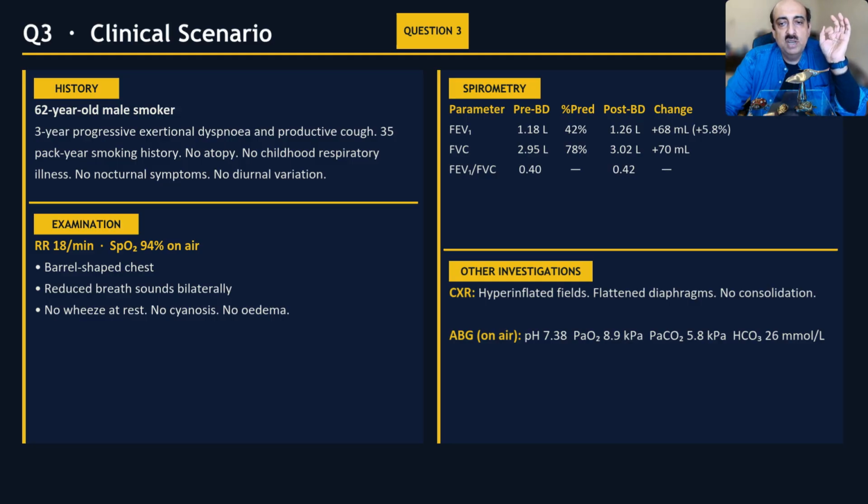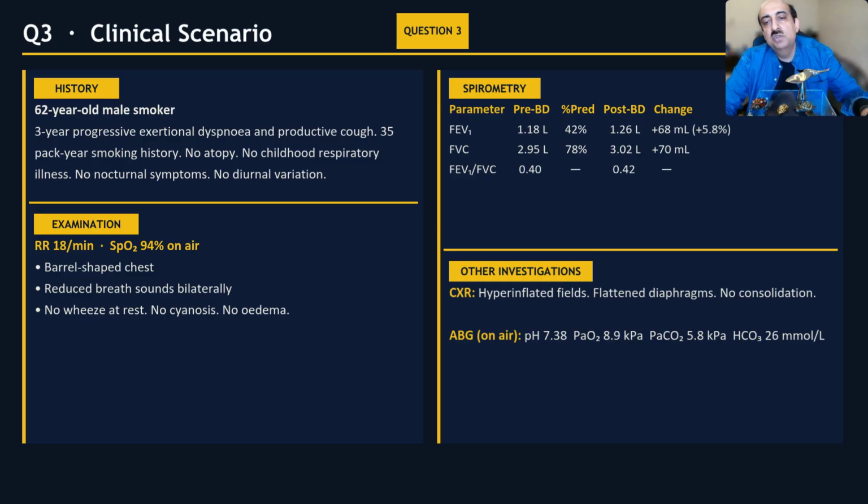Parameters, then pre-bronchodilator, percentage of predicted, post-bronchodilator, and the change. Basically, FEV1 is 1.18 liters, which is 42% of the predicted pre-bronchodilator. The post is 1.26 liters, which means a change of an absolute 68 milliliters increase, which translates into a 5.8% increase. The forced vital capacity was pre-bronchodilator 2.95 liters, 78% of the predicted. Post-bronchodilator 3.02 liters, change plus 70 ml. The FEV1 to FVC ratio was 0.40 pre-bronchodilator and 0.42 post-bronchodilator.